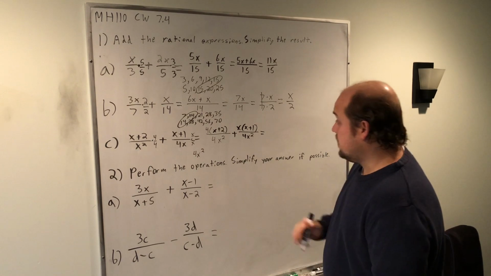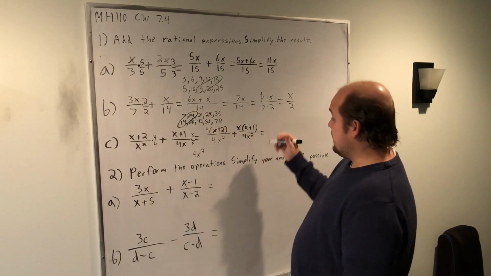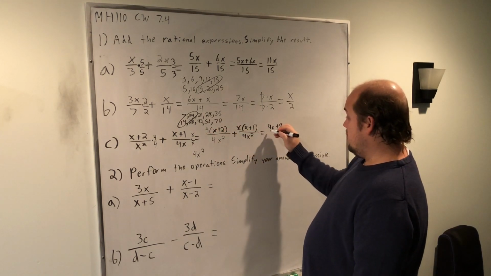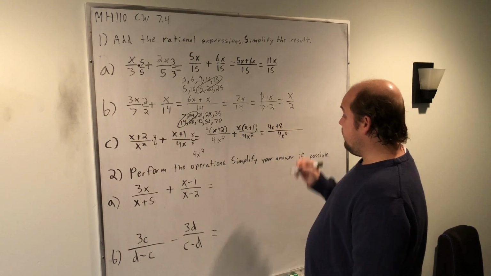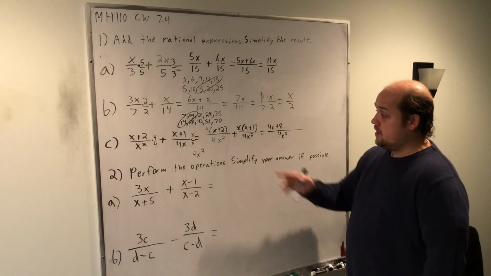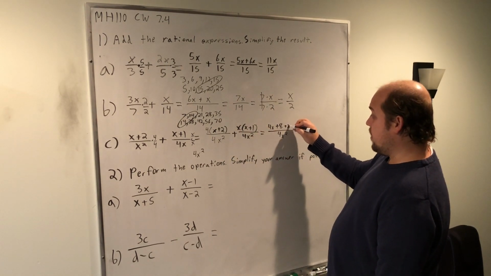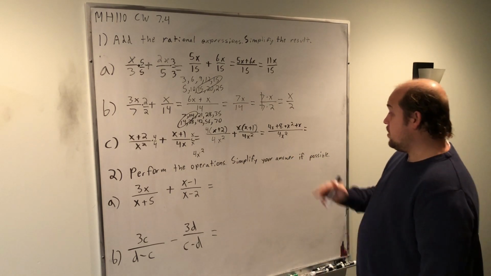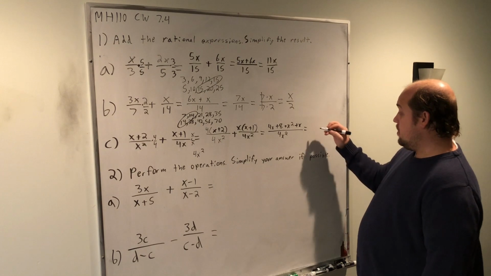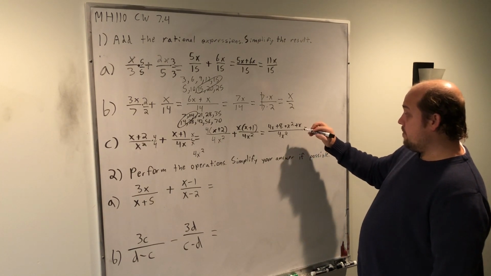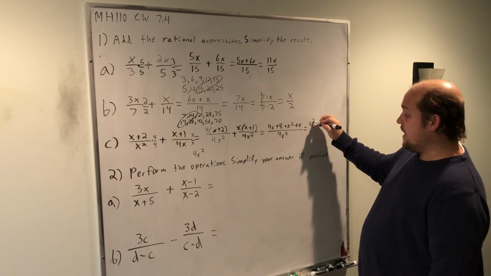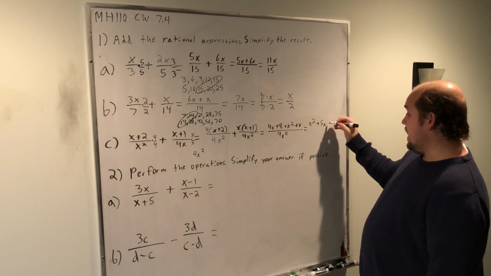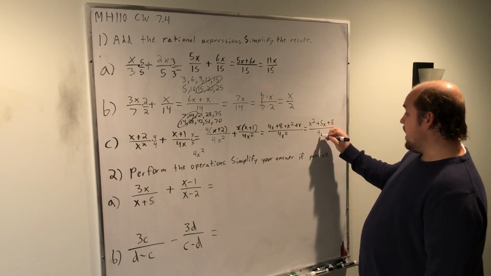If I keep going with this, 4 times x plus 2, 4 times x gives me 4x. 4 times 2 gives me 8. This is all over the common denominator 4x squared, but now I'm going to combine this side as well. x times x gives me x squared. x times 1 gives me x. When I combine like terms, this x and this 4x can combine. If I write things in the order that I'm used to seeing them, in decreasing powers of x, it would start with x squared plus 1x and 4x combined to give me 5x plus 8, all over 4x squared.